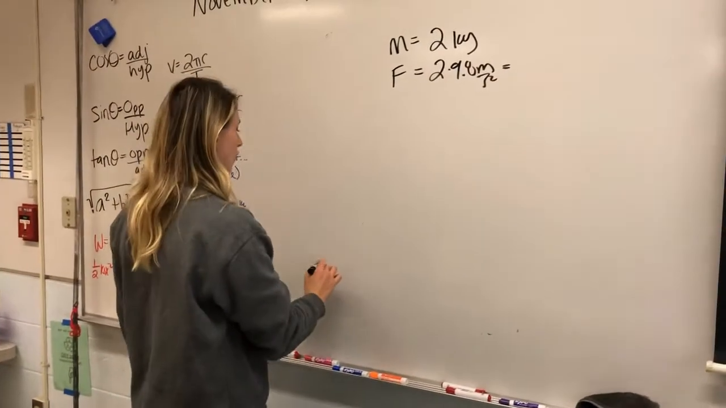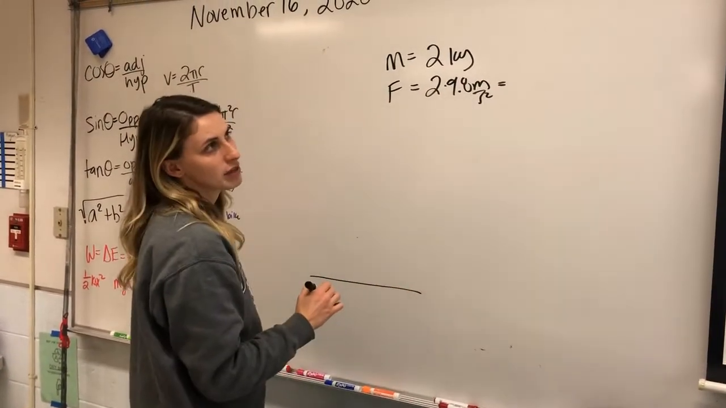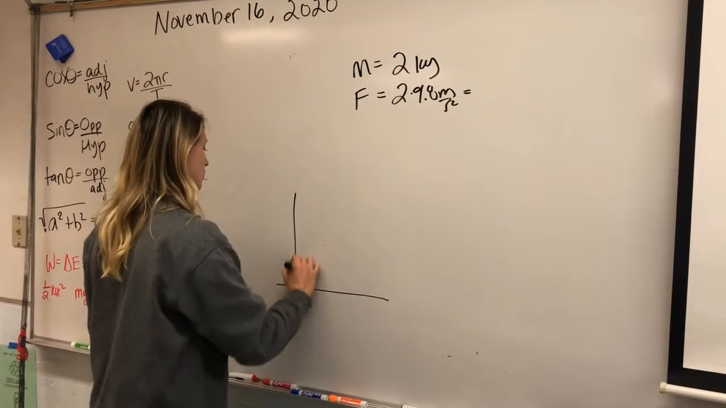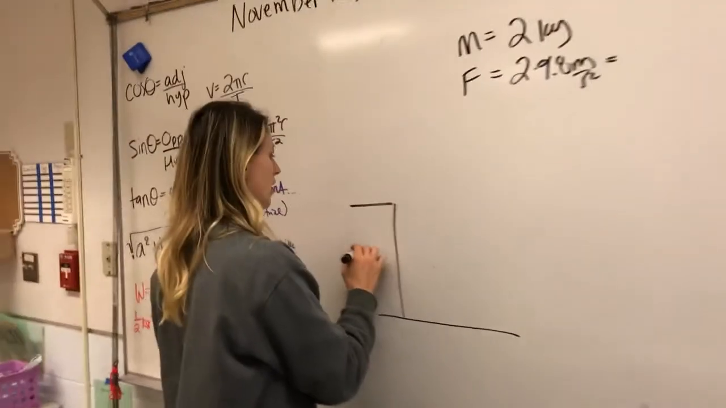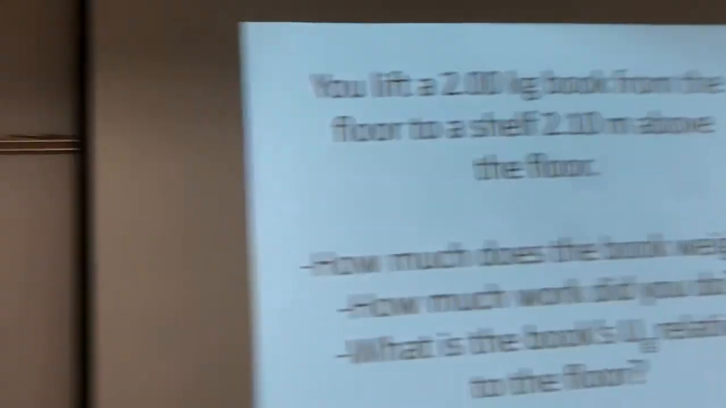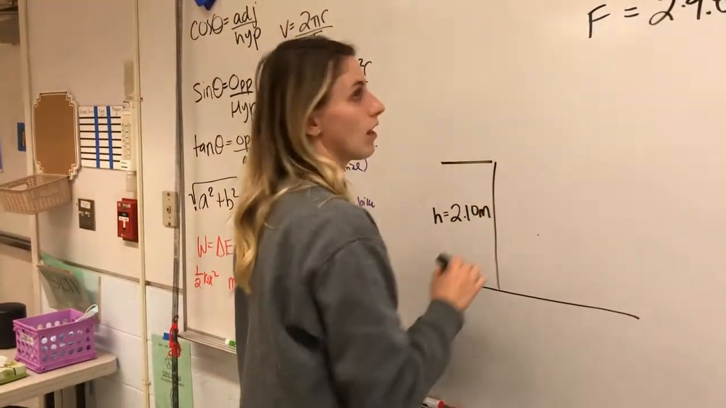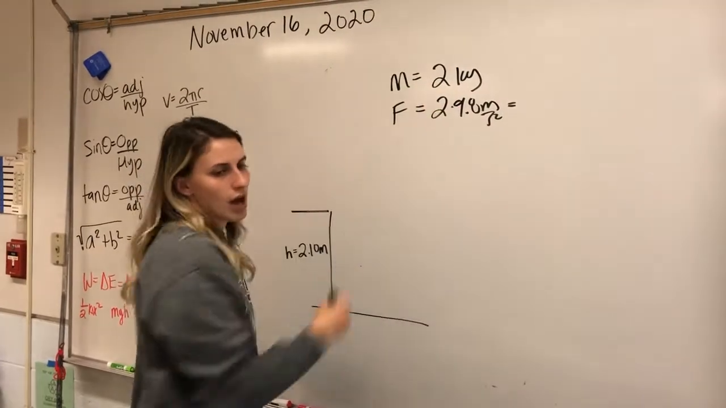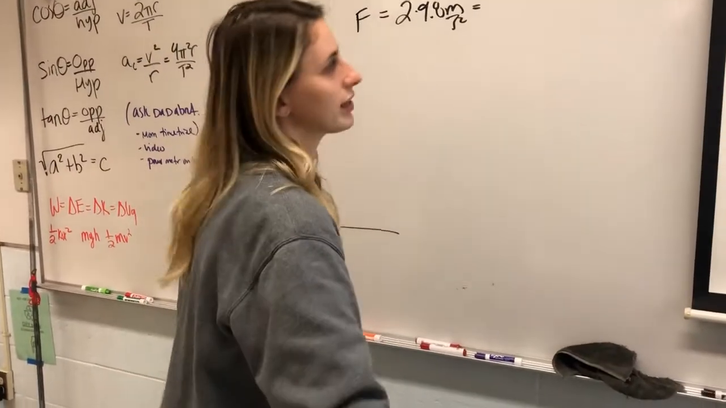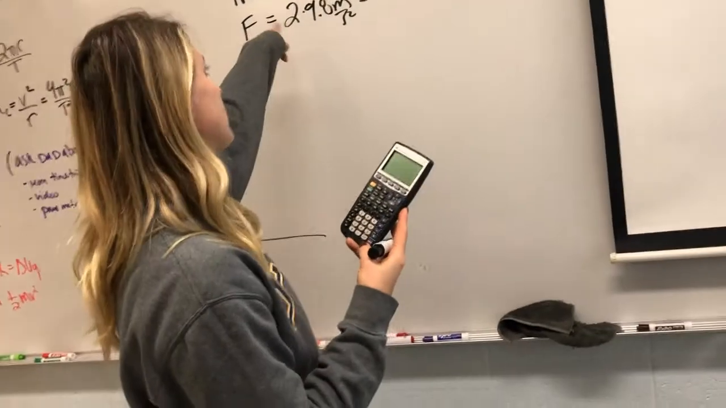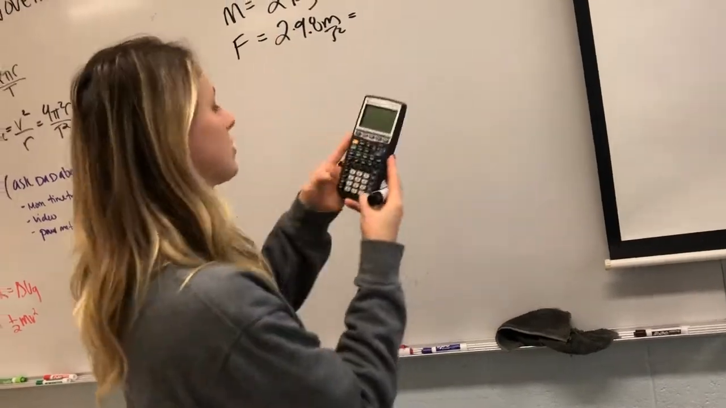So the floor is here. And we lift a 2-kilogram book from the floor to a shelf that's 2 meters above the floor. So my shelf is going to be up here, and my H here is going to be 2.10 meters. Then we have our mass up here. Let me calculate this force real quick. This is just like calculating my weight, my force, just talking about the weight of the book this time.